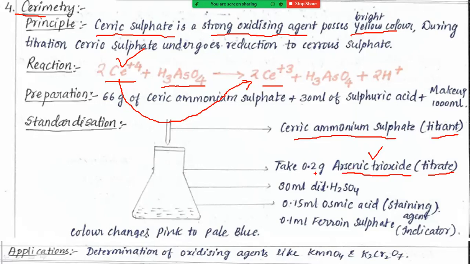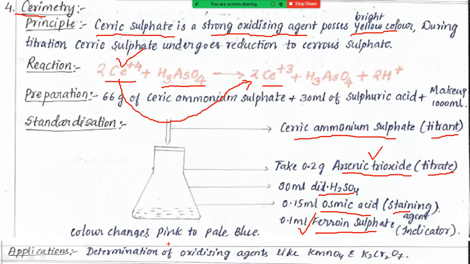But this arsenic trioxide is available in the form of powder. So we need to dissolve it in a suitable solvent. Then we need to add diluted H2SO4 to provide an acidic medium. And finally, we need to add the indicators, that is osmic acid and ferroin sulfate. We add a mixture of indicators, in which ferroin sulfate is the main indicator, but osmic acid is acting as a catalyst, right? After the standardization reaction, finally we can get the end point.